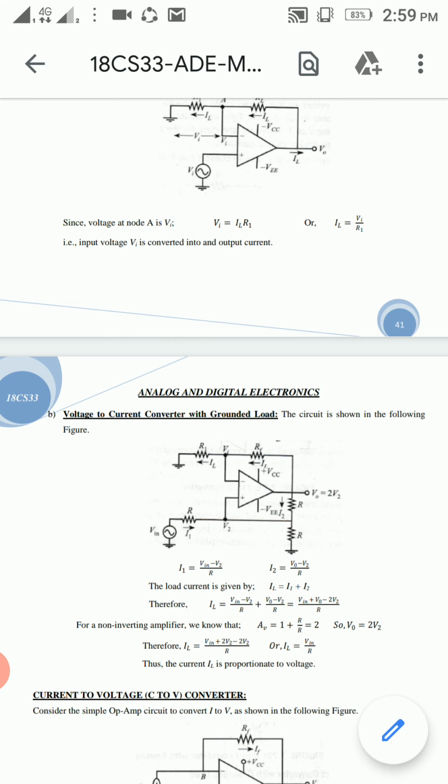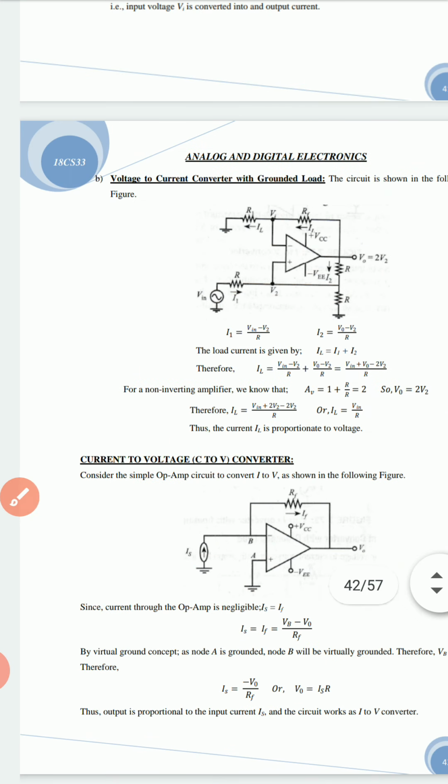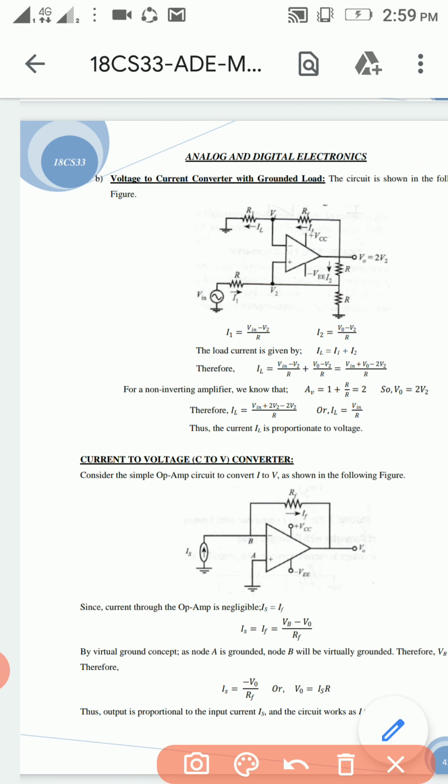I1 is this one, right? I1 is Vin minus V2 divided by R. Correct? Vin minus V2 divided by R. So here I2 is equal to what?